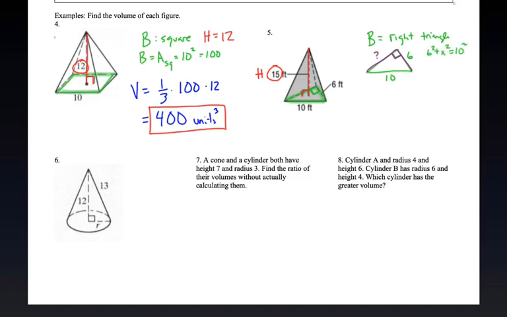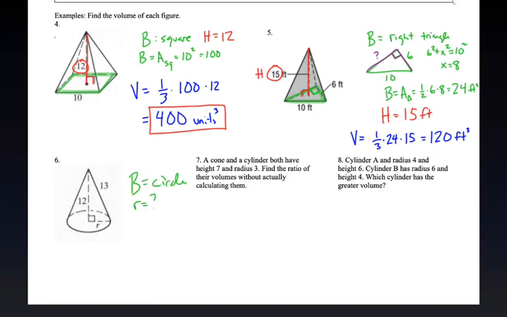Well, we got to use the Pythagorean theorem. 6 squared plus something squared equals 10 squared. Hopefully you know by now that's 8. So the area of that triangle, which is my capital B base, is 1/2 times 6 times 8, which is 24 feet squared. My height was given as 15 feet, so it's 1/3 times 24 times 15 gets us 120 feet cubed.